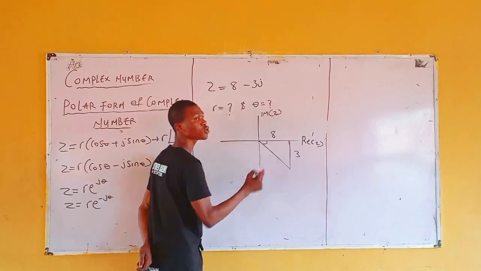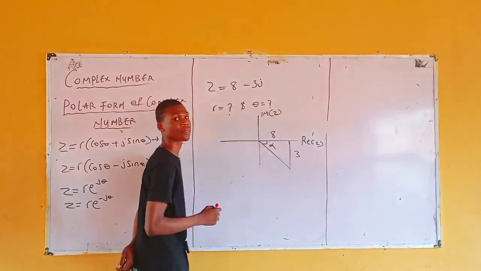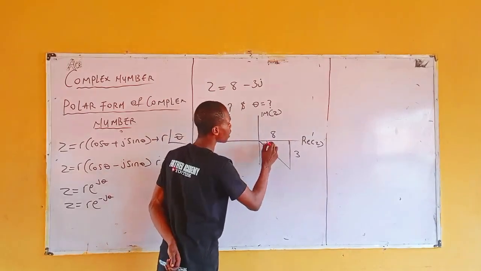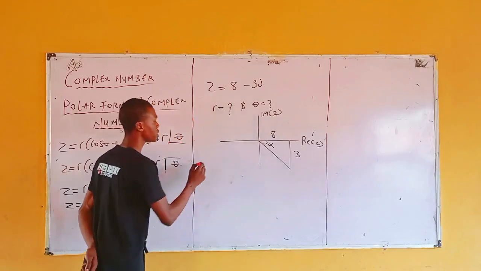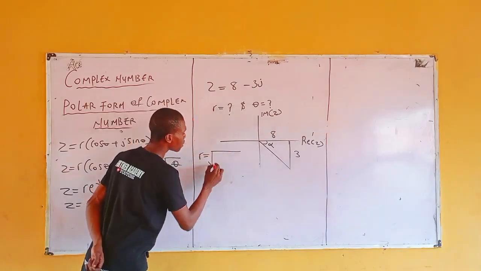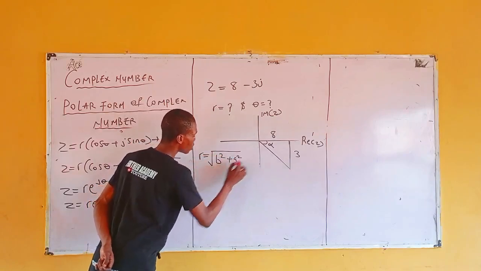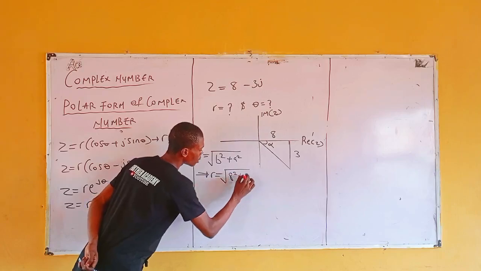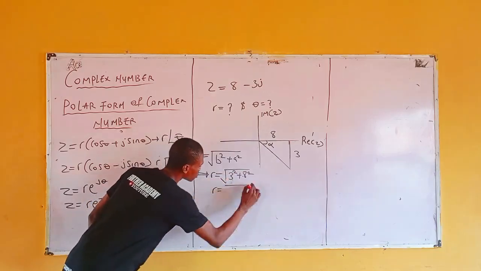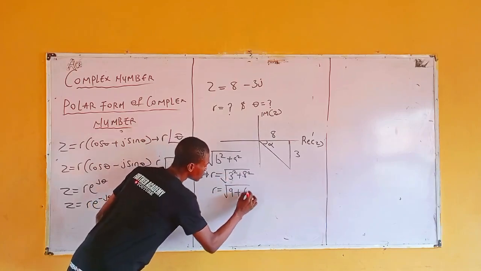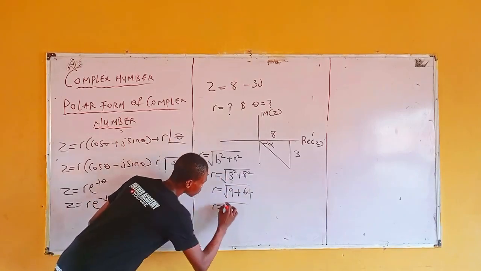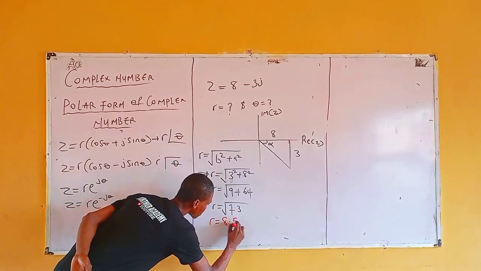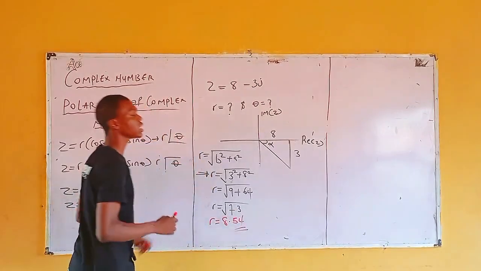Then from here, the first angle you get, denote it as alpha. You might use another letter, but here, let's go with alpha. The formula for r is the square root of b squared plus a squared, which implies that r is equal to the square root of 8 squared plus 3 squared. Meaning r is equal to the square root of 64 plus 9, which is equal to 8.54. So you've gotten r.